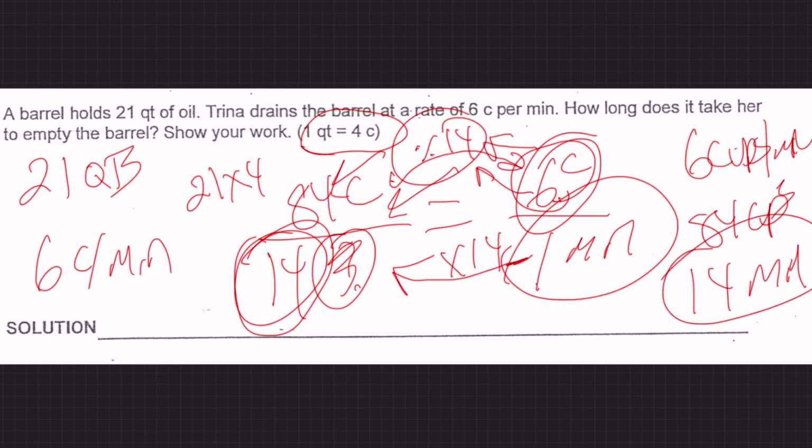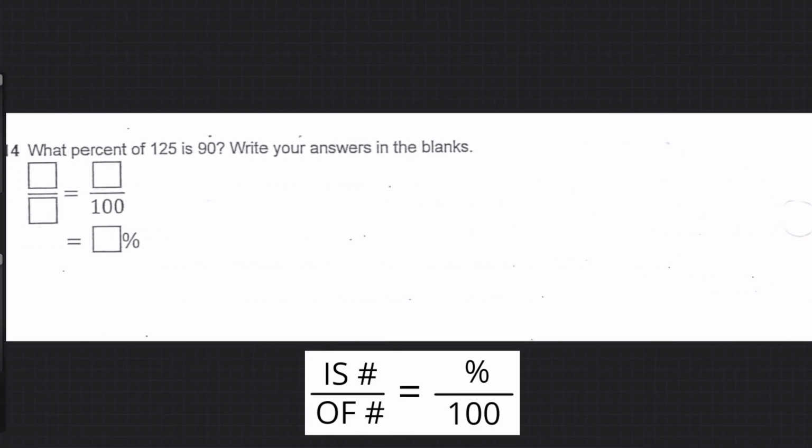How'd you do on that one? If you converted, then you probably got it right. Let's go to question 14. All right, so question 14, which is our final question, says, what percent of 125 is 90? Write your answers in the blank.